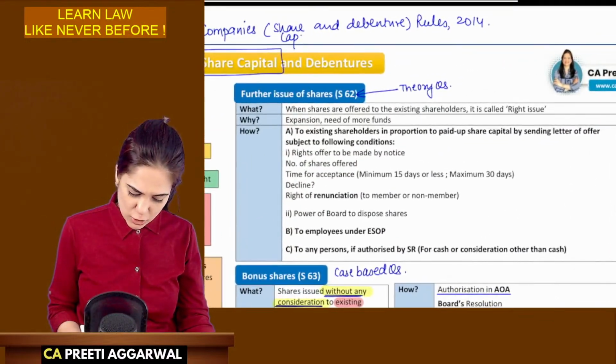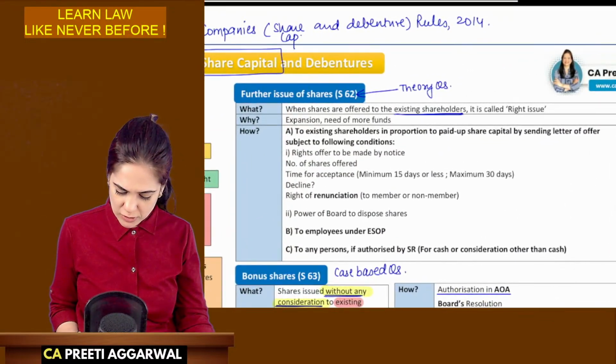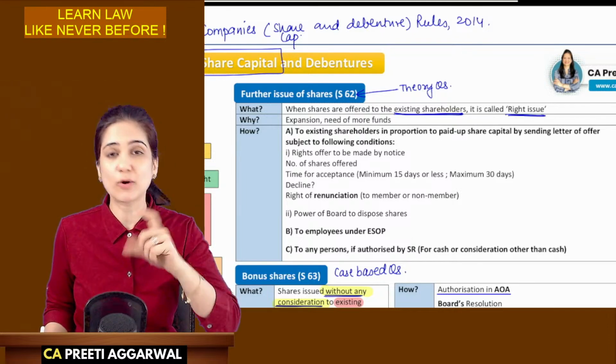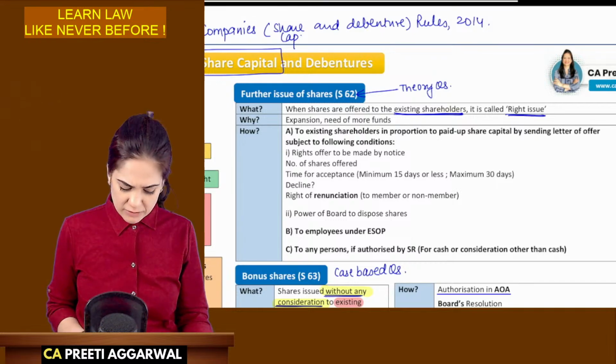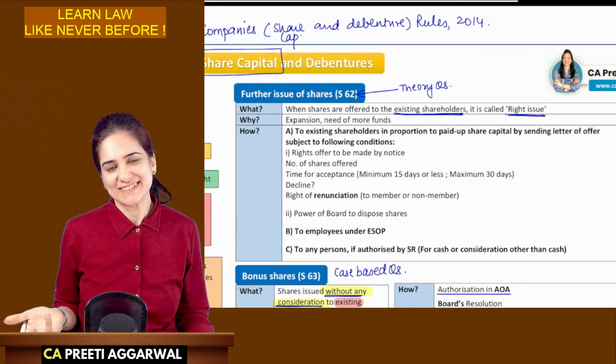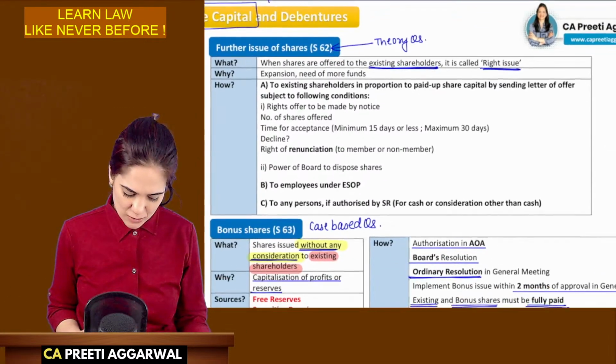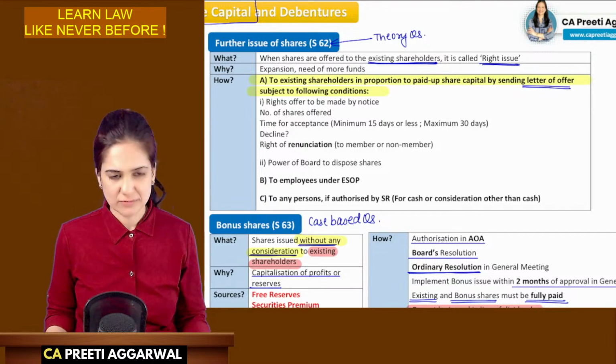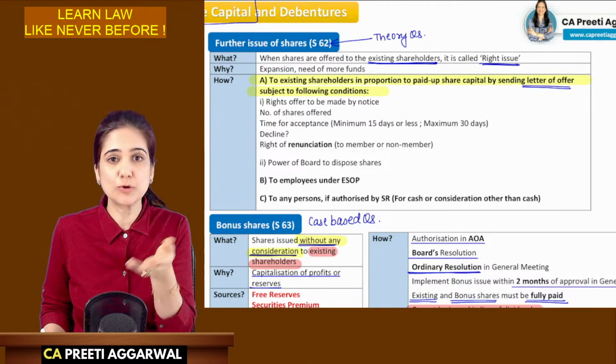When the shares are offered to existing shareholders, it is known as rights issue. They have a preemptive right, priority. Why? Because we need more funds. They may be offered to the existing shareholders. You need to give them a letter of offer. See, if you want to buy, we are giving you priority.